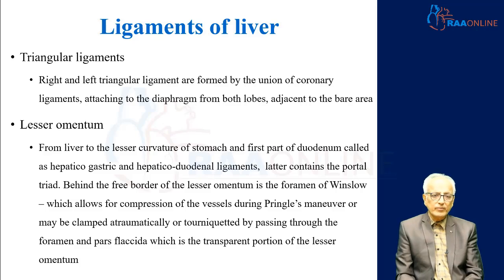Coming to the lesser omentum. From the liver to the lesser curvature of the stomach and the first part of the duodenum, this omental fold is called the hepatico-gastric or hepatico-duodenal ligaments. And the hepatico-duodenal ligament contains the portal triad. Behind the free border of the lesser omentum is the foramen of Winslow, which allows for compression of the vessels during a Pringle's maneuver, or they may be clamped atraumatically or tourniqueted by passing through the foramen and pars flaccida, which is a transparent portion of the lesser omentum. This is an application of the anatomy.